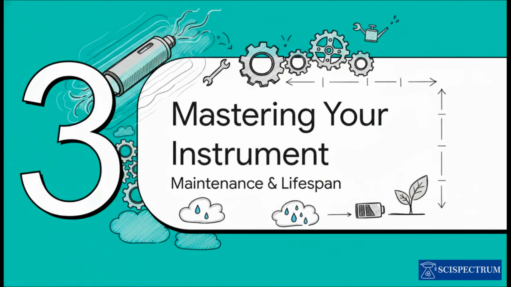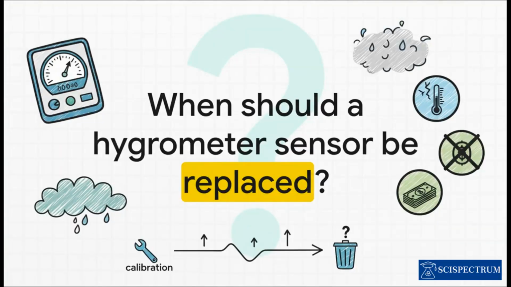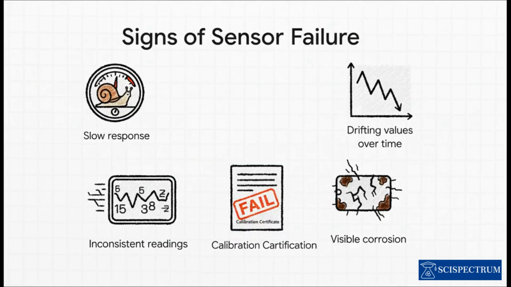So let's talk about that long-term picture, maintenance and the sensor's lifespan. Which leads to a really practical question that every lab manager faces. How do you know when it's time to stop trying to calibrate and just replace the sensor? What are the signs that it's reached the end of its life? There are several really clear signs to look for. A healthy sensor will respond quickly to changes in humidity. A failing one will be really sluggish. You might also see the values start to drift consistently over time, or the readings become erratic and jump all over the place. In some cases, you might even see visible corrosion on the sensor itself. But really, the ultimate sign is when the instrument just can't pass calibration anymore. At that point, it's not a reliable tool, and that sensor has to be replaced.